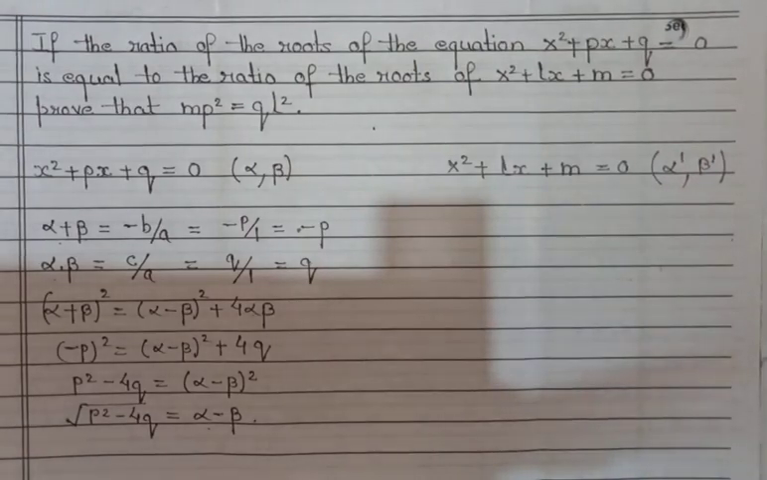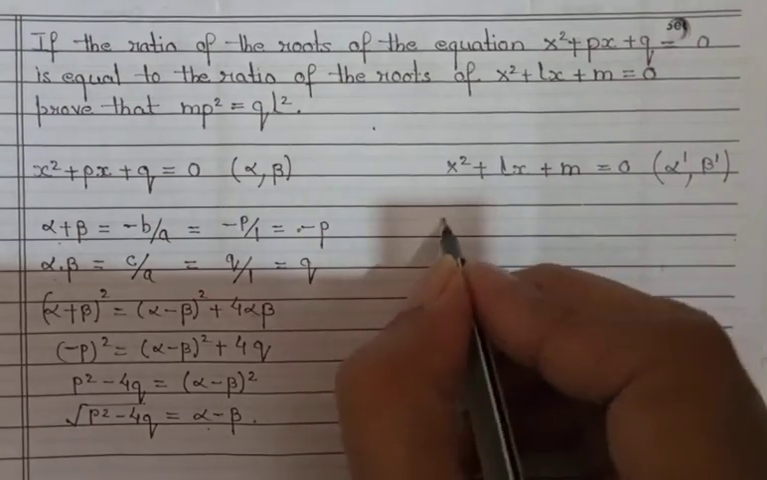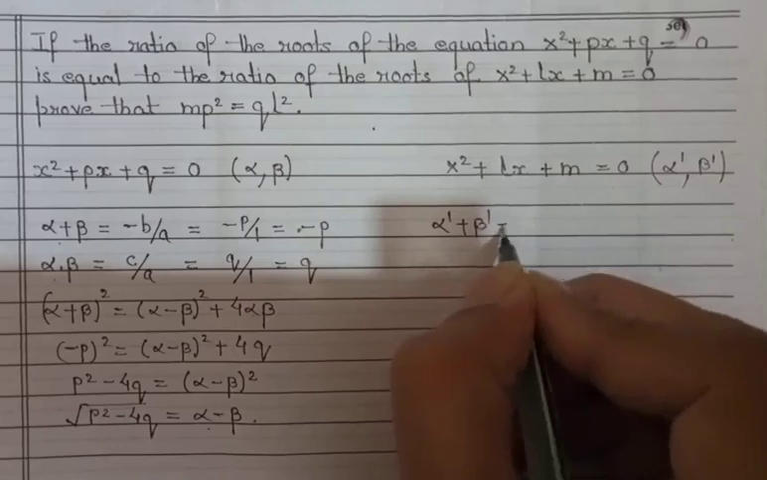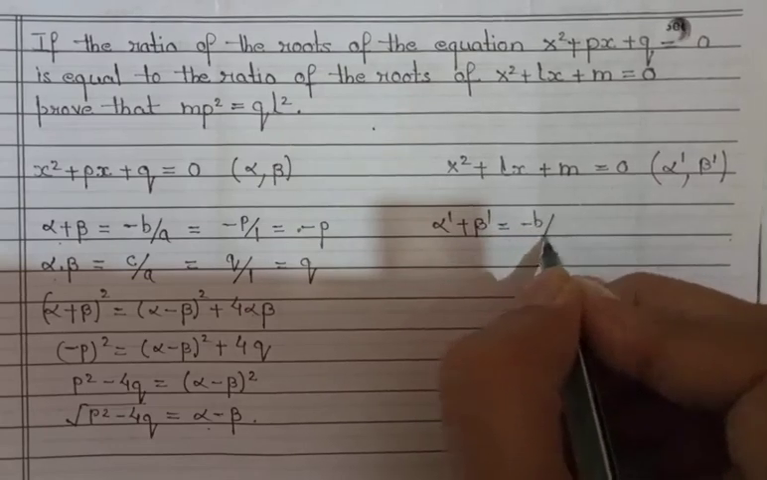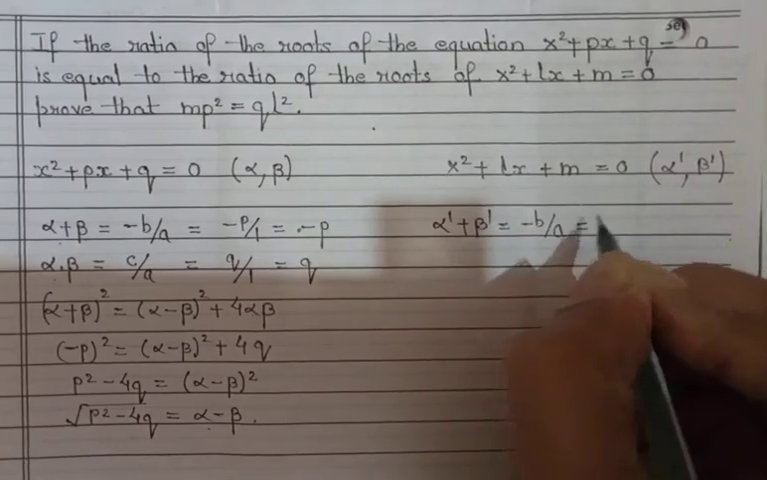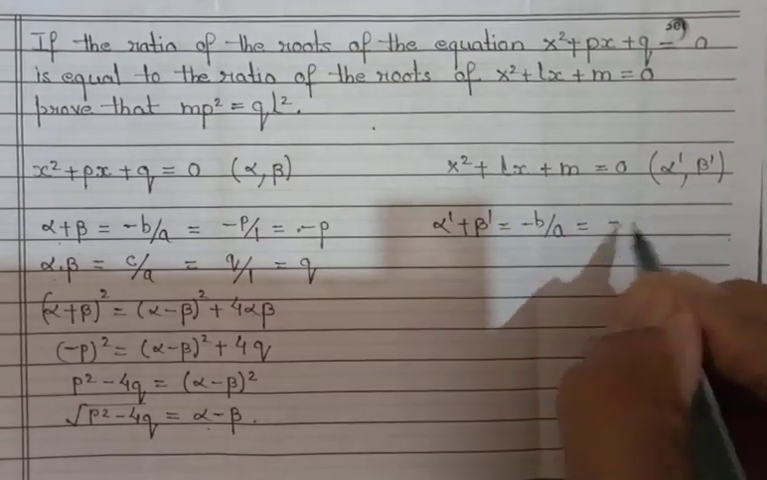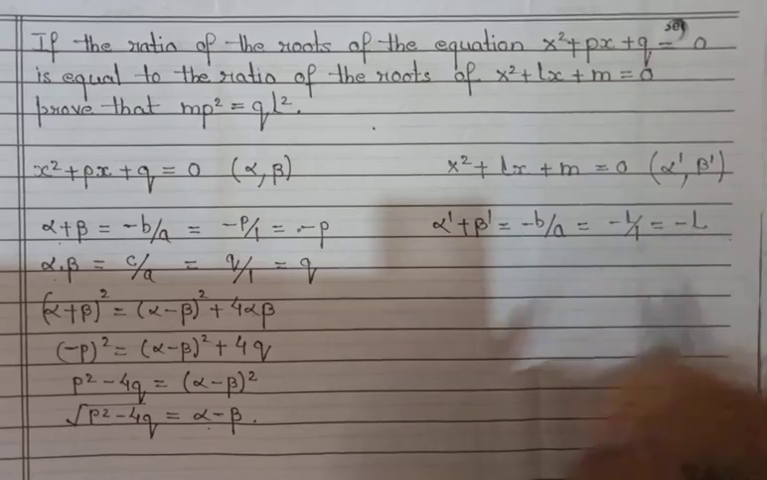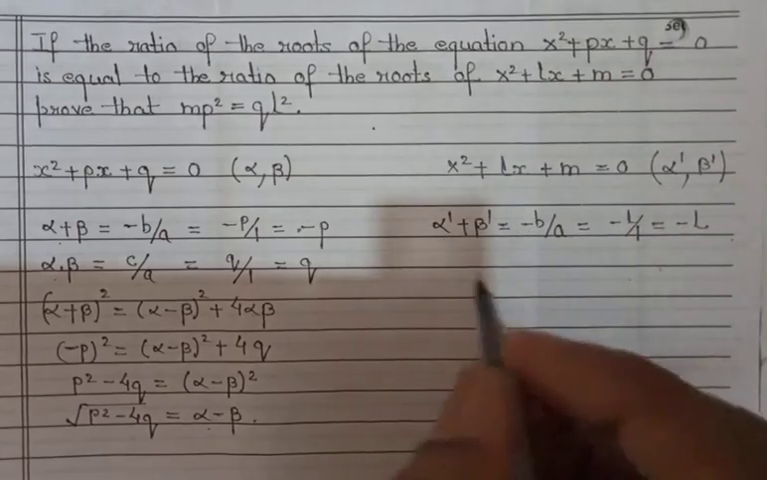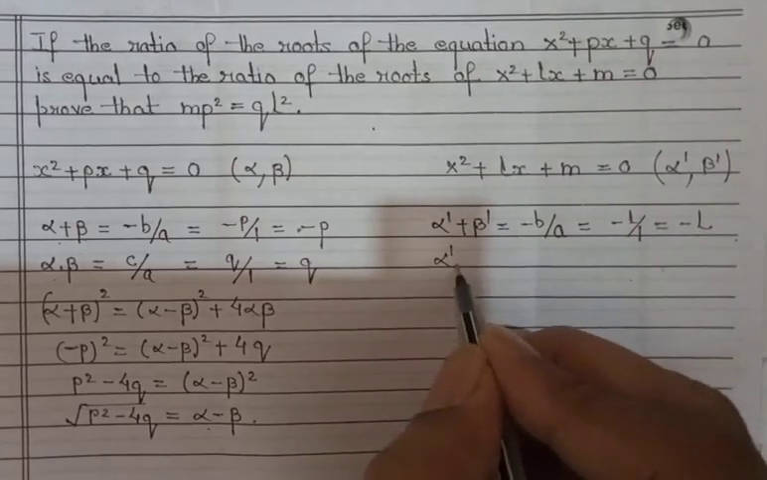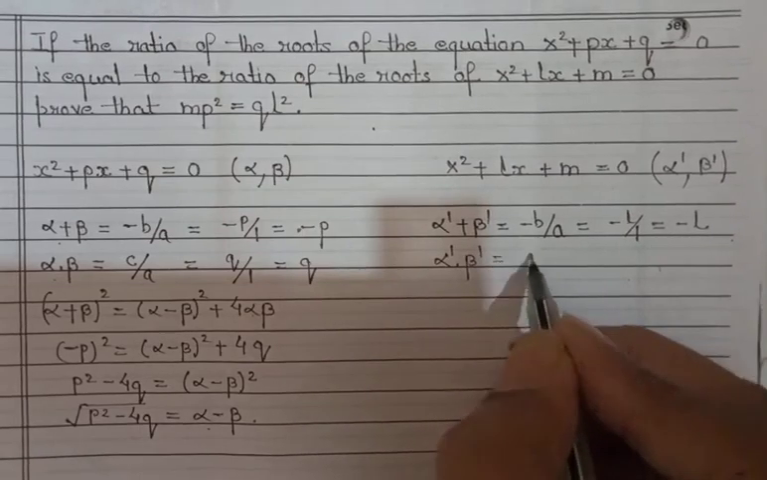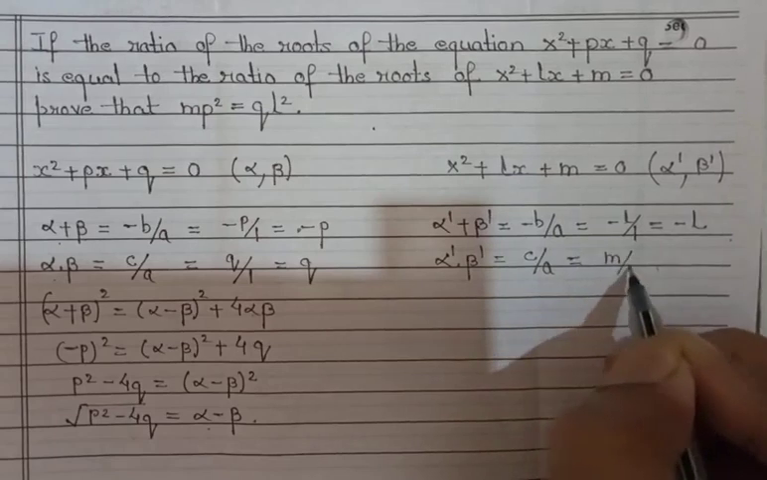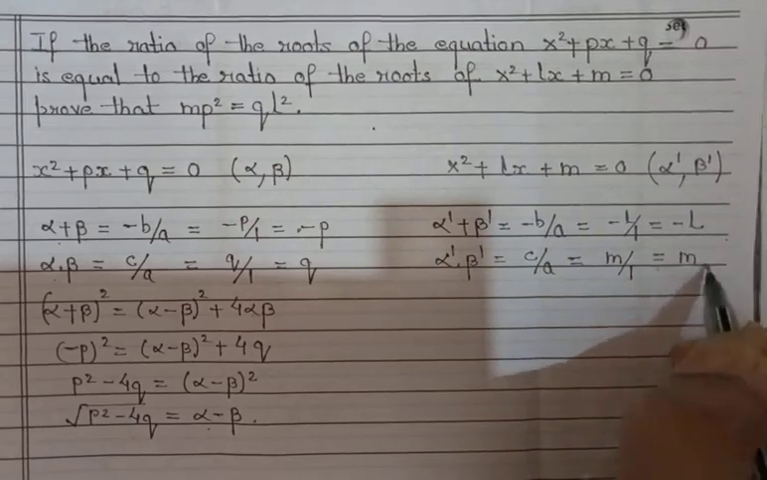Now for the second equation, let us get first of all the sum of the roots, alpha dash plus beta dash. It's minus b by a. So on substituting the values, we will be getting minus l upon 1, that is minus l. So we have got the sum of the roots. Now the product of the roots, relation is c by a. So we will be getting m by 1, that is equal to m.